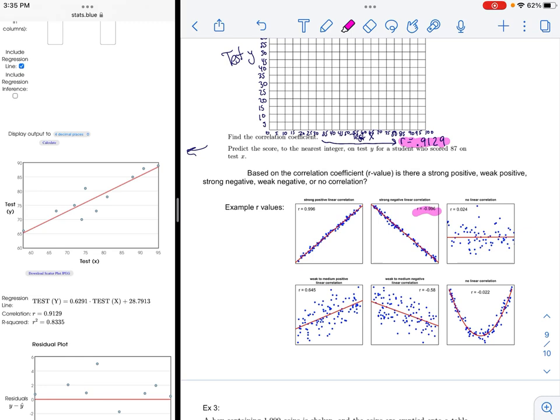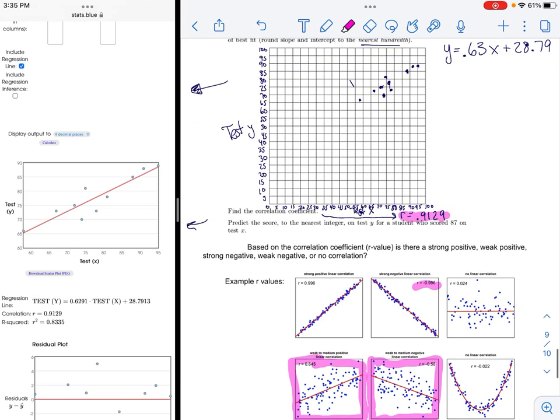If it's somewhere between 0 and 1, it has a weak linear correlation. And if it's somewhere between 0 and -1, it has a weak negative linear correlation. Okay? So that R value tells you kind of how well the regression line is centered in the points.